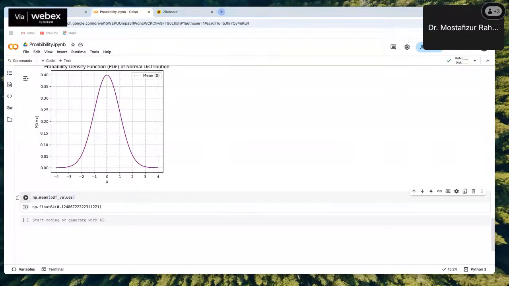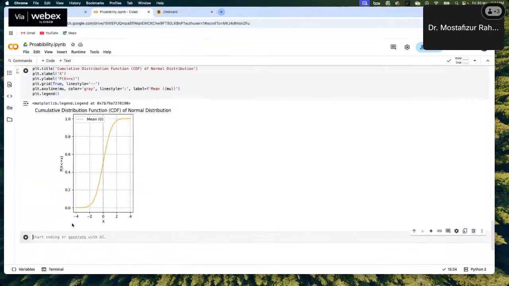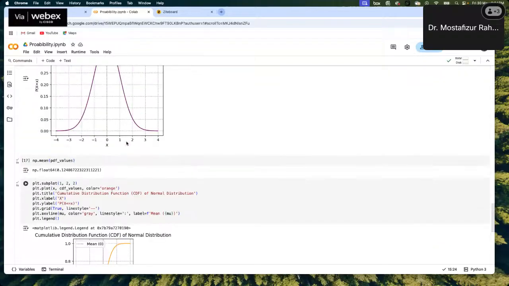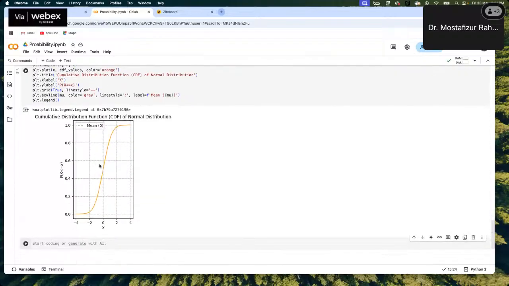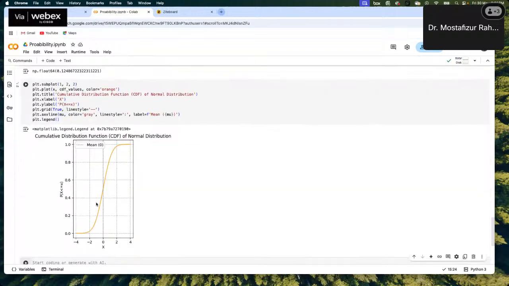So let's draw the CDF. You can see the CDF looks like this. If you take the derivative of this CDF function, you will get the PDF, this one. If you do the integration of this, you will get something like this.